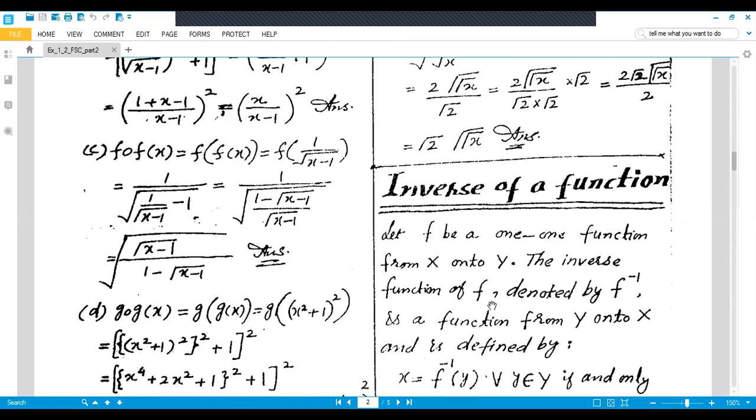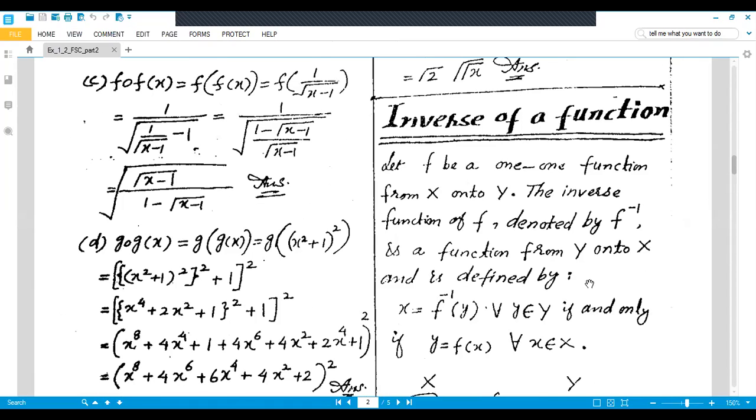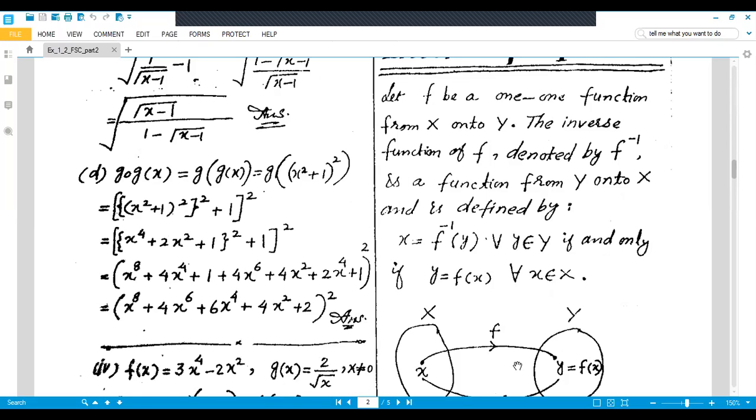So the inverse function of f, denoted by f inverse, f power minus 1, is a function from Y onto X. It means that if you have a function f from X to Y, its inverse will be f inverse, which will be from Y to X, and that holds for a one-one function like this.